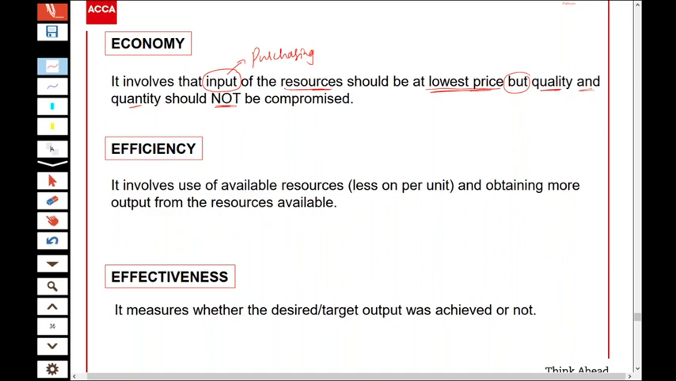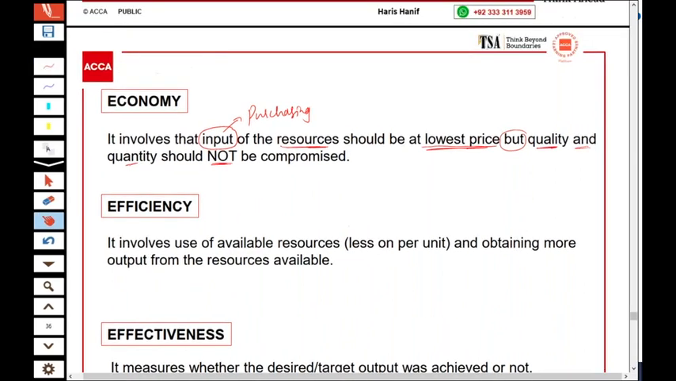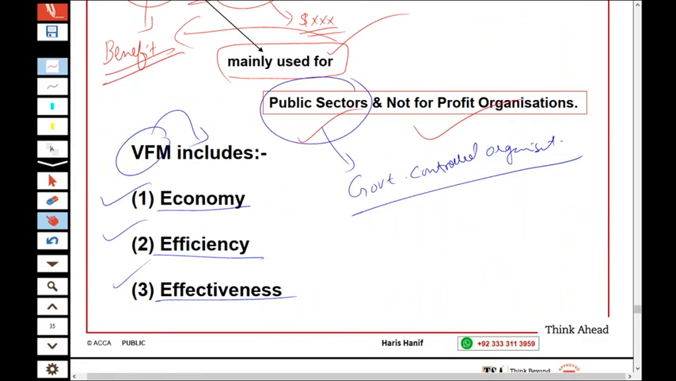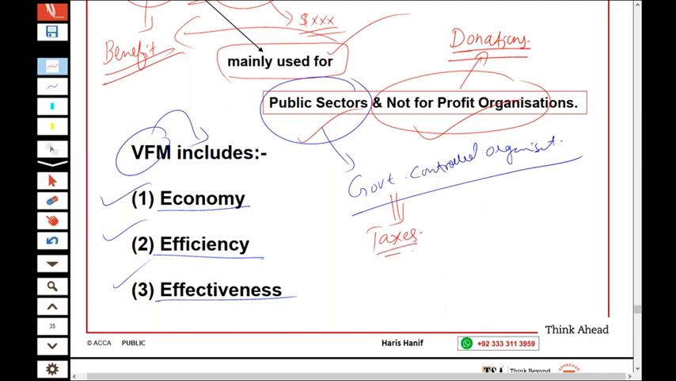For example, I'm giving the example of public sector and not-for-profit organization. Not-for-profit organizations are being run on donations, and the government bodies are being run through the taxes of the public. People are paying taxes, and the government organizations are in operation. So we have to consider the value for money because the money is being taken from the public in the form of donations and in the form of taxes.